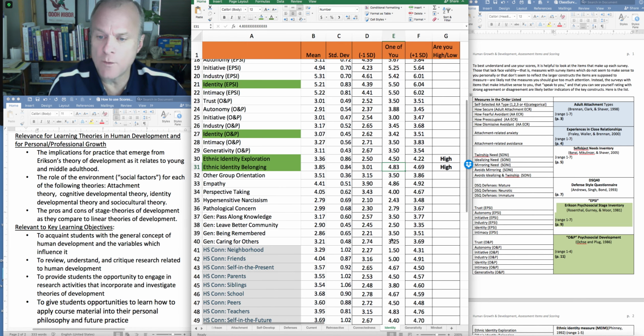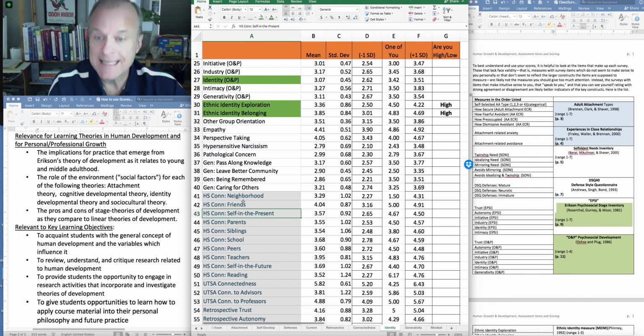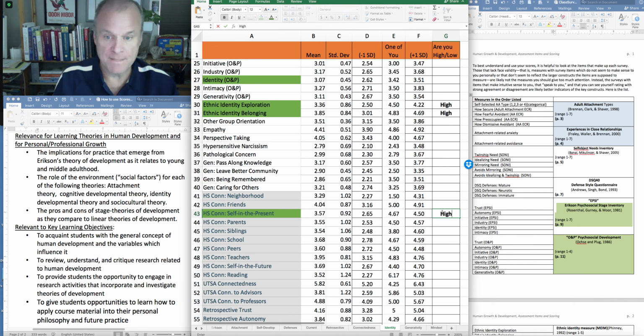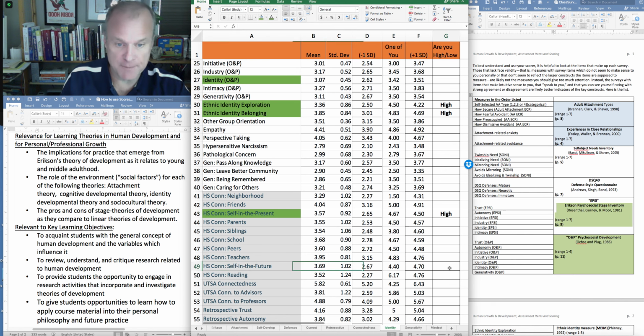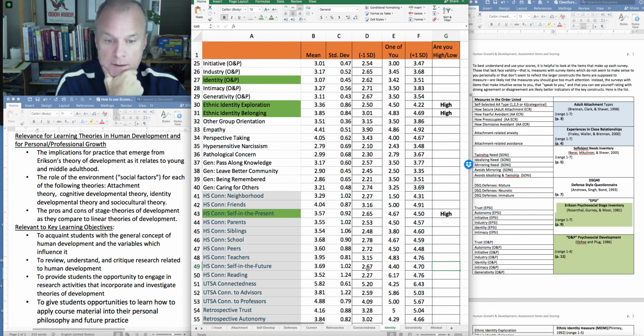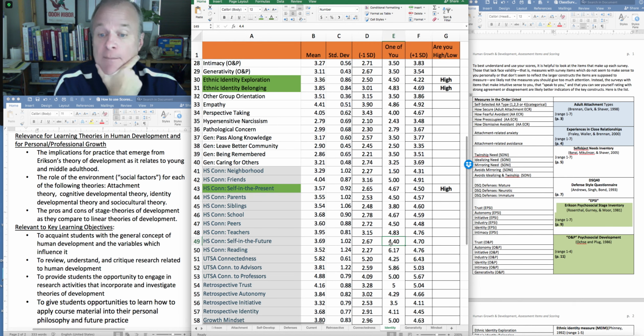Now, the other identity, though, if we go down to connectedness, self in the present is a connectedness scale, but that's retrospective. That was in high school. Remember, this person is high. And then connectedness to self in the future, and this person was not high, or average. It's interesting. I would have thought the score would be a little higher, given that those other things like connectedness to peers, teachers, and school were high, right? That usually suggests this will be high, but it didn't. There could have been a lack of opportunities to do things that were related to the future, or the person might be thinking the things I did back then to prepare for the future didn't prepare me for what I'm doing now, so I'm not going to score those highly.